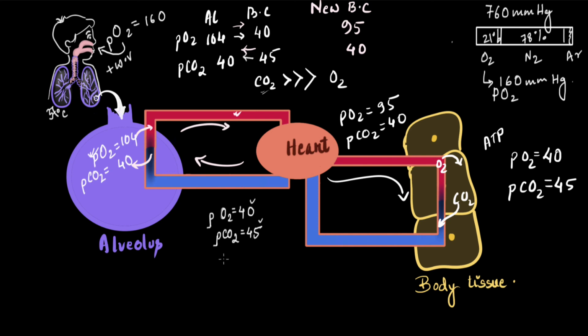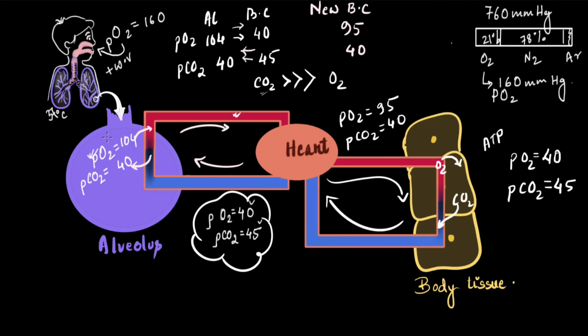Okay, this is the partial pressure of these two gases in the deoxygenated blood that is coming from the tissues towards the heart. This deoxygenated blood again reaches the alveoli through the heart, it gets oxygenated, and the cycle keeps continuing. Okay, so this was about the gaseous exchange inside the body.